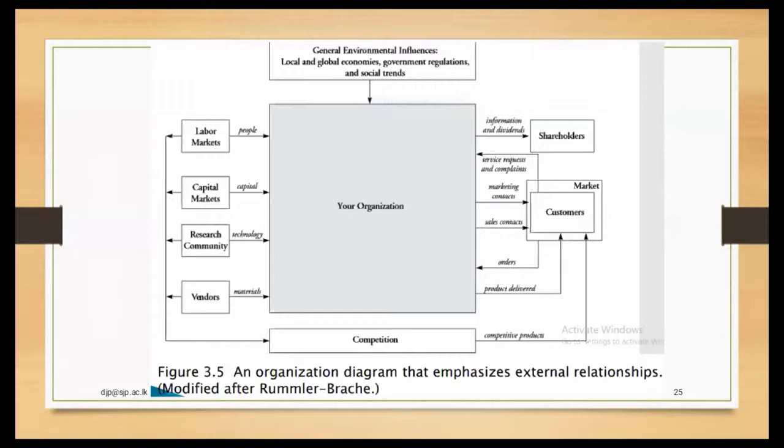Suppliers of all kinds, including vendors who supply materials, research organizations that supply new technology, the capital market that supplies money, and the labor market that supplies employees, are shown on the left of the business, right? In later diagrams, to simplify things, we will just have a single tall rectangle to the left of the organization box and label it resources or supply. So later on, they would simplify this version by referring to them as resources or suppliers, right?